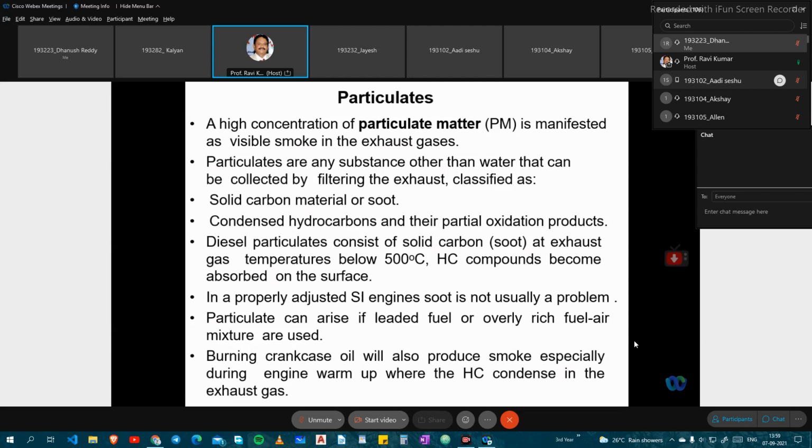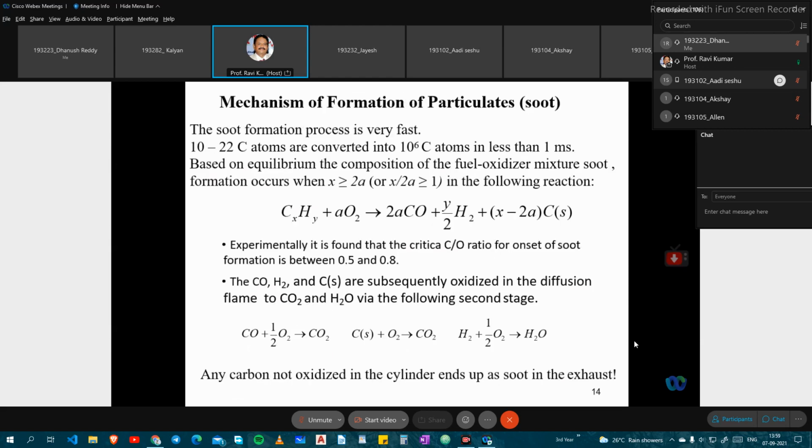What we are going to get through this particulate matter, and how it will affect us. And the mechanism of formation of particulate soot. The soot formation process is very fast, because once the combustion starts, automatically exhaust gases come out. 10 to 22 carbon atoms are converted into 10 to the power of 6 carbon atoms in less than 1 millisecond.